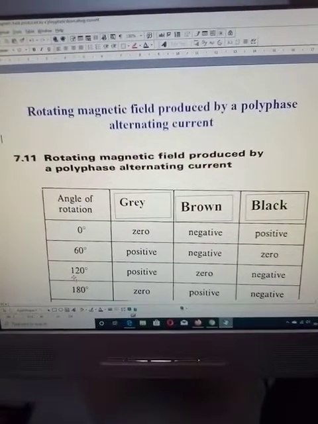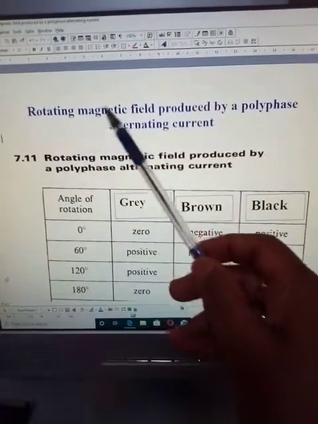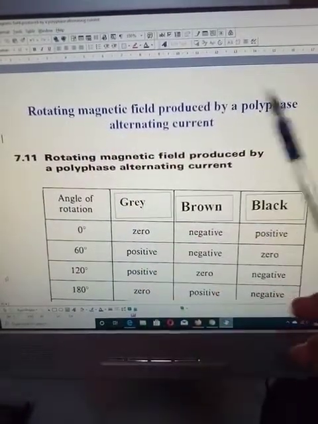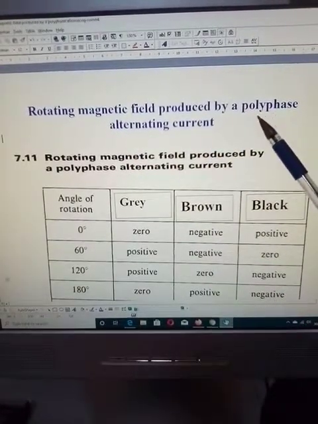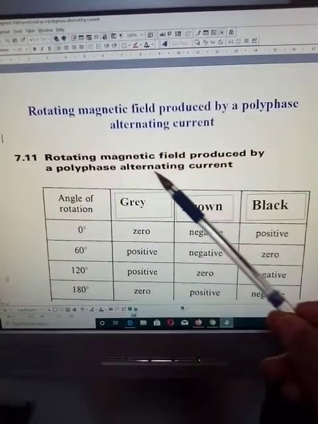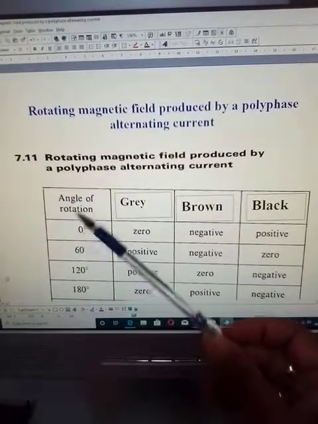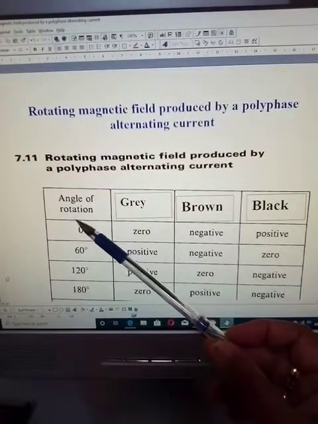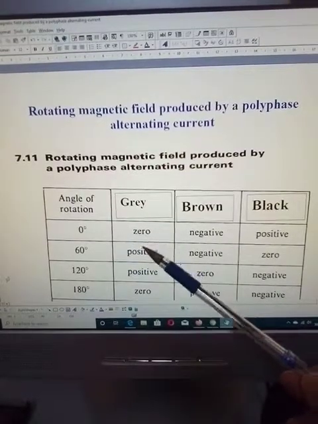Okay, welcome back. What I want to look at is the rotating magnetic field produced by a polyphase alternating current. Now, polyphase simply means a three-phase system, okay? Now here, all I'm showing you is the angle of rotation. And remember, the colors have since changed, okay?